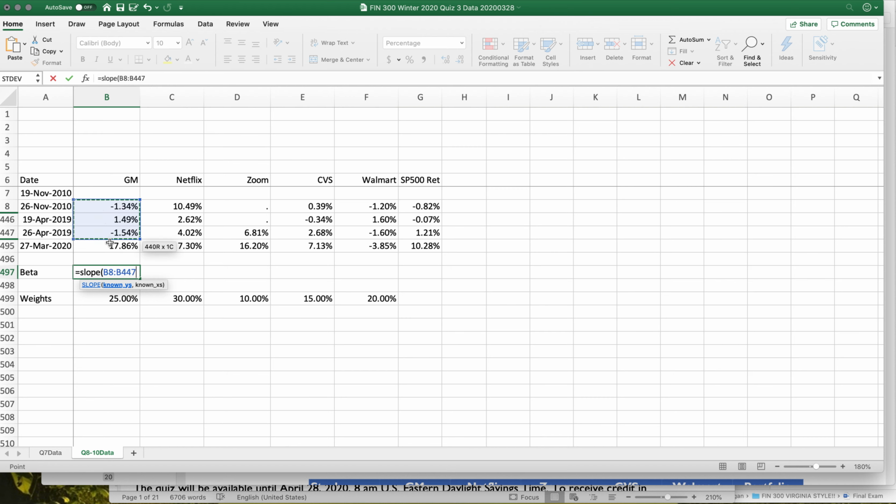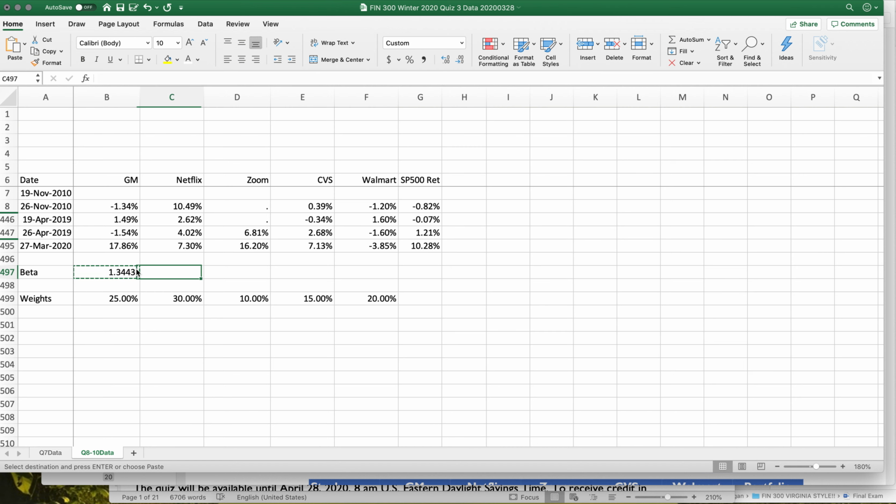So all you do is highlight GM, highlight the S&P 500. I'm going to lock the S&P 500 cells. Again, slope gives you the movement of GM relative to the S&P 500, which is the beta. It's the covariance, the way that GM covaries with the S&P 500. Once you lock it, you can hit return. I'm going to put this in a number format. And you can copy and paste it for CVS and Walmart.